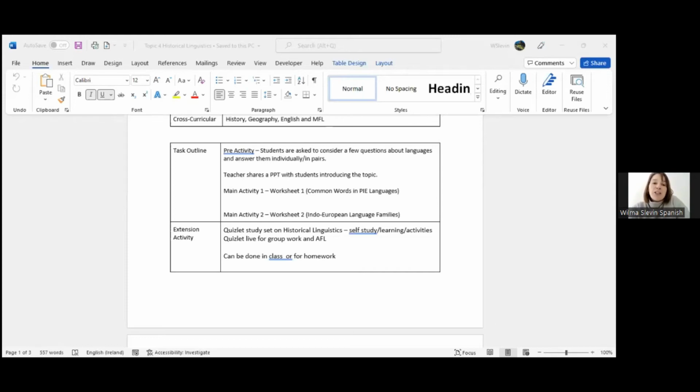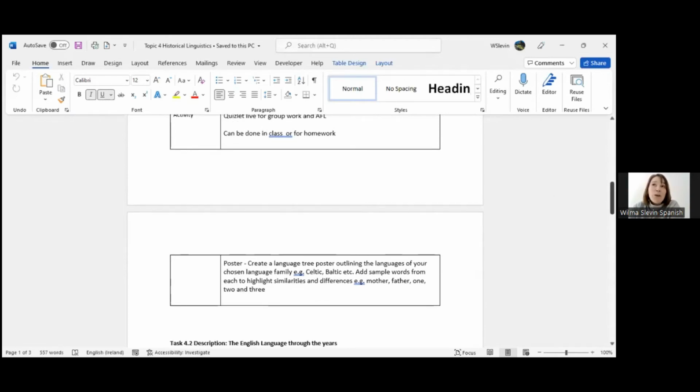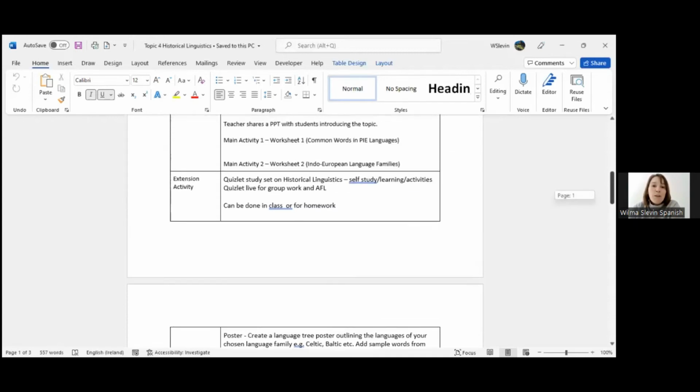And then there are some extension activities from a Quizlet I've created, from a Kahoot I've created, or also a poster. I did this in the past with the Linguistics TY Module in TY years ago. I did it over a number of years, and I've actually got a few of these posters still up on my walls today. It's a great way for other students to see the link between languages and things like that. So as I say, this is the overview of the first lesson.